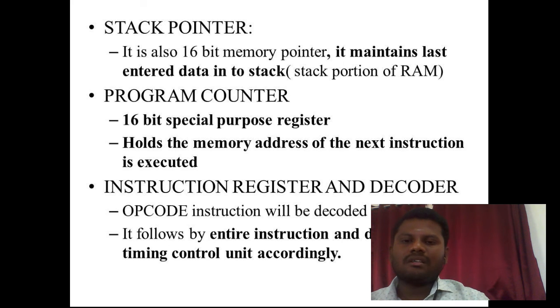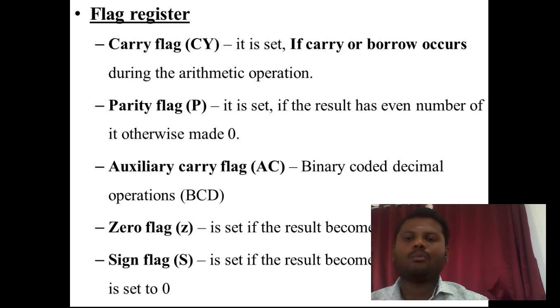So instruction register and decoder. The opcode will be the instruction, registered and decoded, and then executed. It follows the entire instruction and directs the timing control unit accordingly. Whatever instructions we give, it follows the entire instruction, in sequence order, one, two, three, with respect to the timing control. It can be mapped to the register, and whatever output is given, we get as the final output.